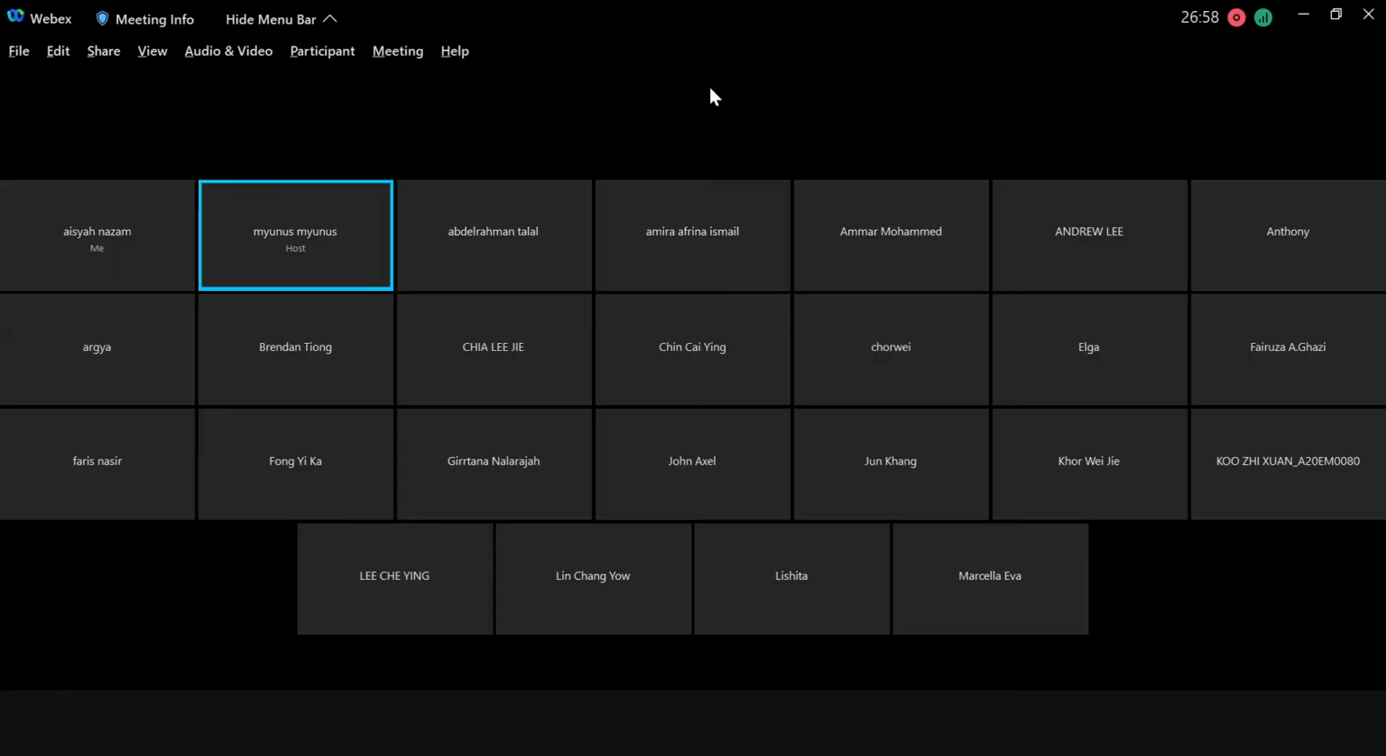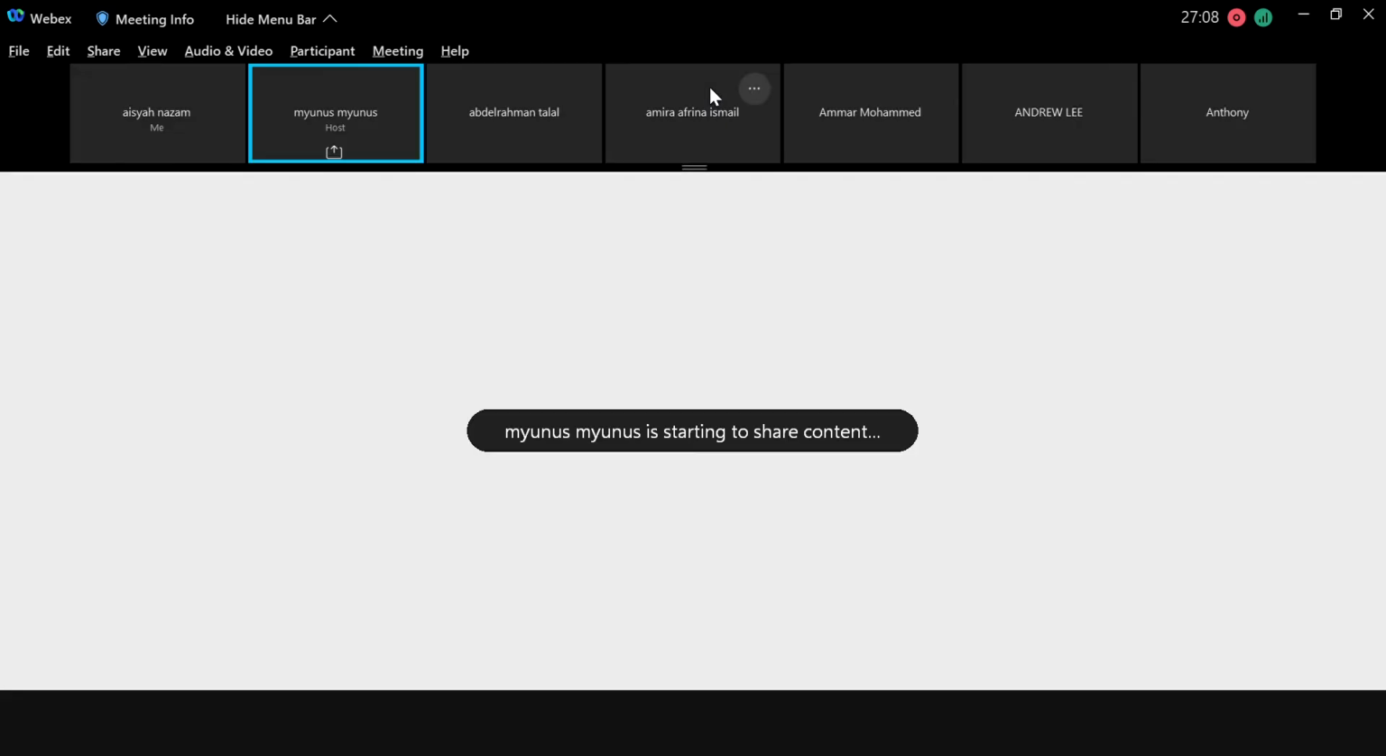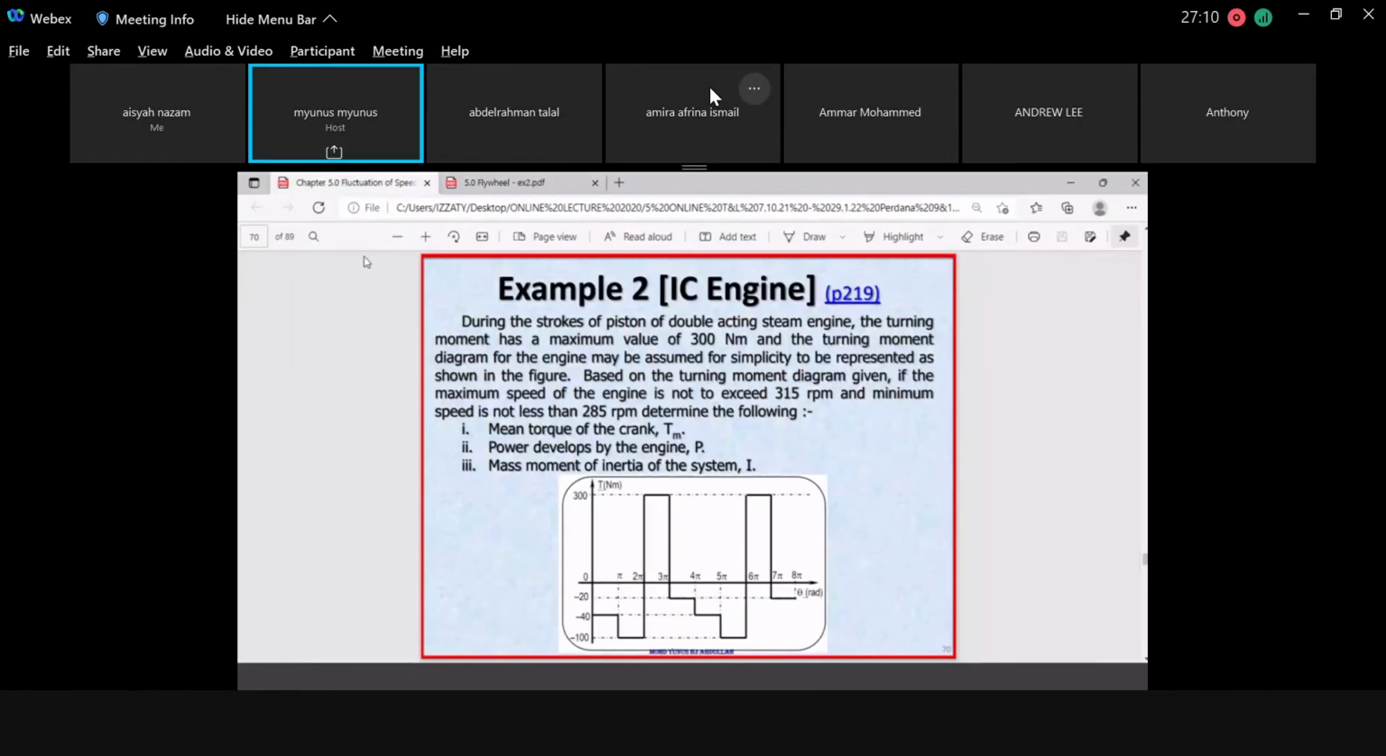I'm going to stop and share another one with you, the PDF. This one, yeah. I'm going to share with you example number two, and this example number two is basically coming from the internal combustion engine.